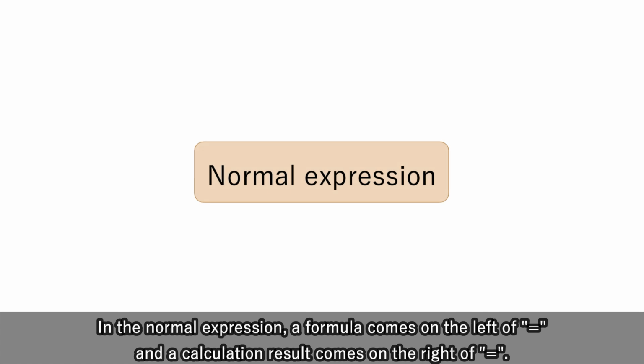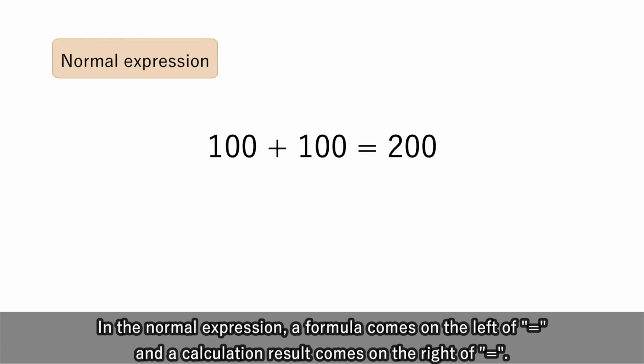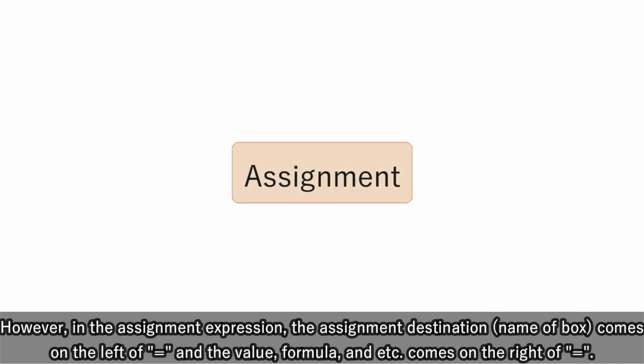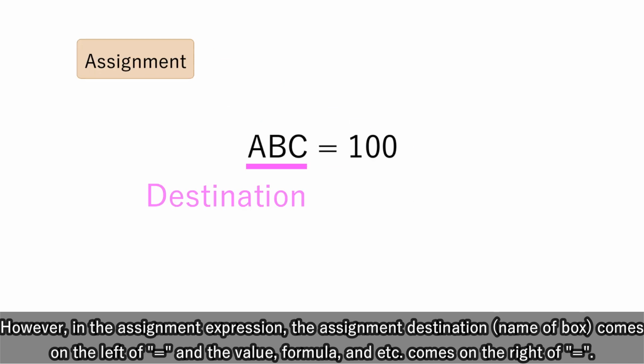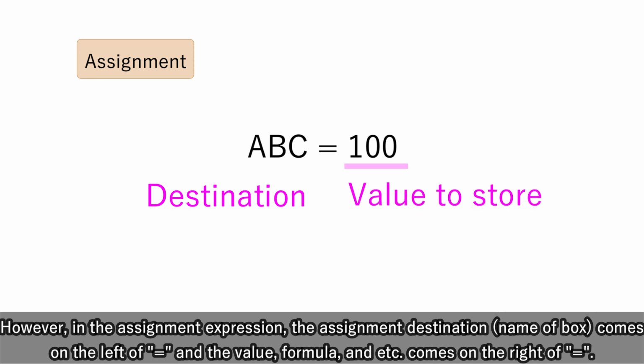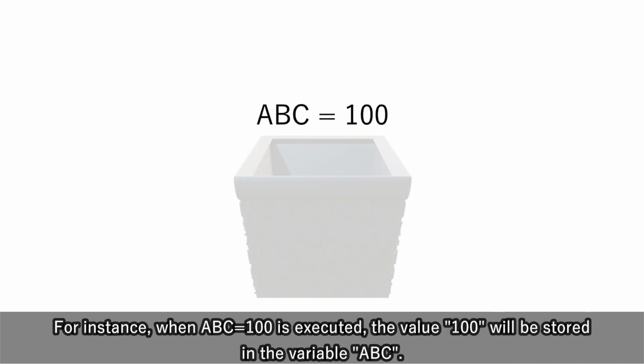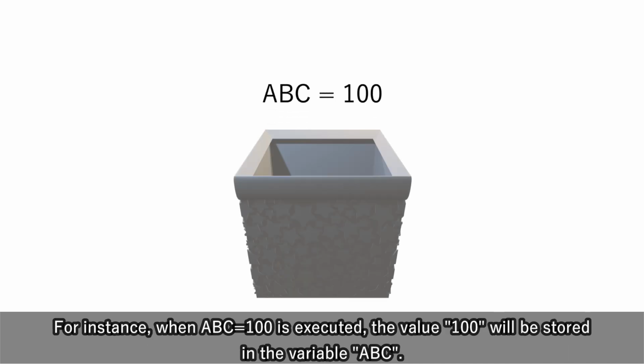In the normal expression, a formula comes on the left of equals, and a calculation result comes on the right of equals. However, in the assignment expression, the assignment destination comes on the left of equals, and the value, formula, etc. comes on the right of equals. For instance, when ABC = 100 is executed, the value 100 will be stored in the variable ABC.